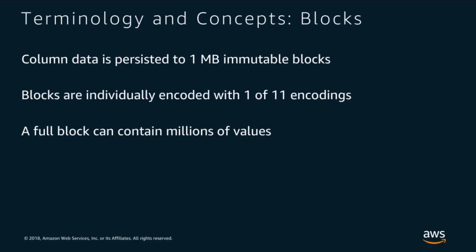Now, when you factor compression in and the fact that they are 1 meg blocks, we typically see hundreds of thousands of records in a single block. And sometimes, if the data compresses very well, even up into the millions of rows in a single block.